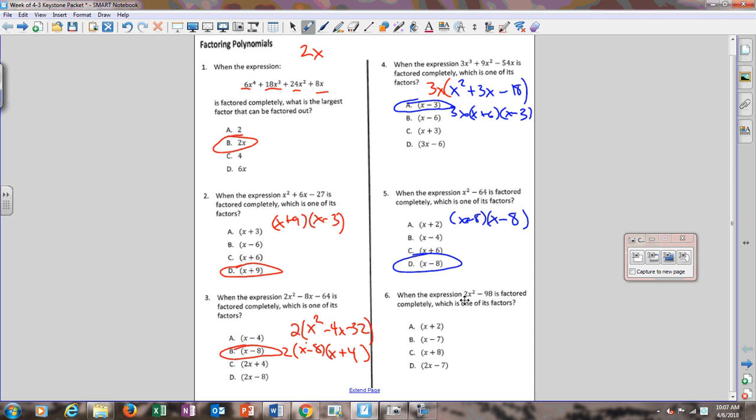Number 6, again, we have to factor out a common term for each of these. So you factor out a 2. It gives you x squared minus 49. Now this is a difference of 2 squares again, which means you do an x plus some number and an x minus some number. And the number has to be the same. So what multiplies to give you 49? 7 and 7.